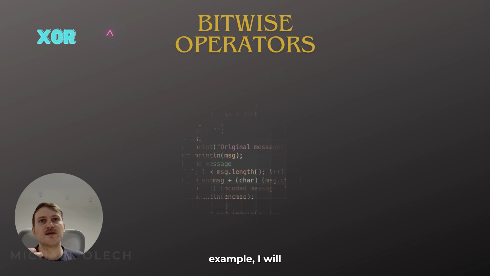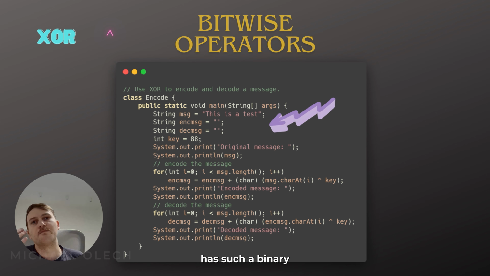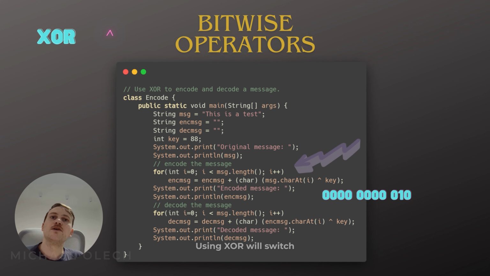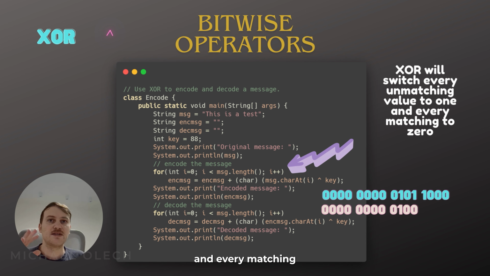In our last example, I will show you how to use XOR for very simple encoding and decoding of messages. For this purpose, let's define string variables: first with a message to encode, next with the results of decoding and encoding, and last with our key. This key has such a binary representation. Using XOR will switch every unmatching value to 1 and every matching one to 0.